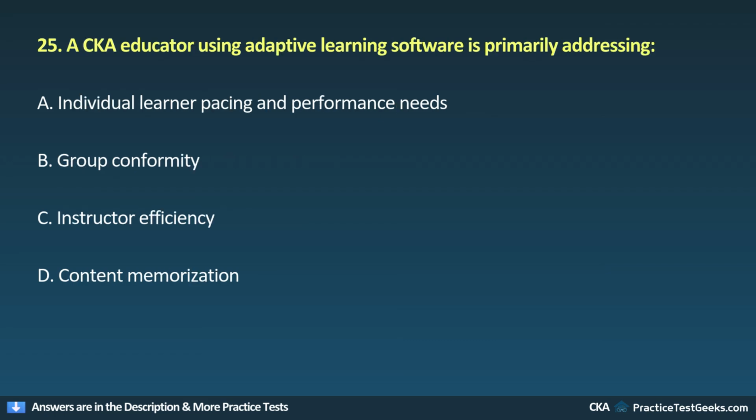25. A CKA educator using adaptive learning software is primarily addressing A, individual learner pacing and performance needs. B, group conformity. C, instructor efficiency. D, content memorization.